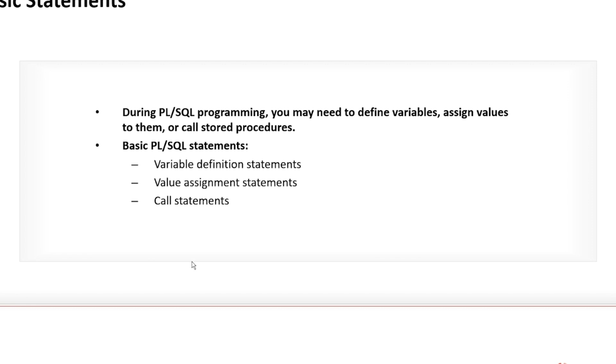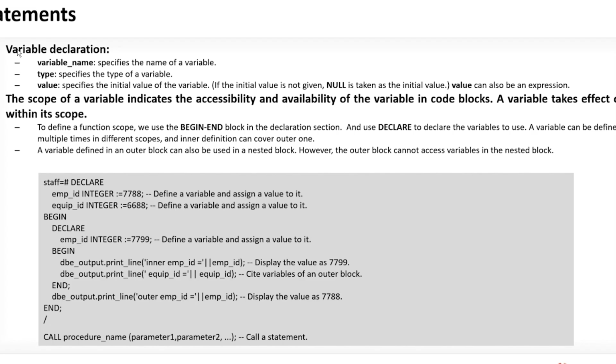And now, after the introduction of functions and stored procedures, we now introduce the concept of PLC code. We use PLC code to write the inner logic of stored procedures and functions. And first of all, we introduce the basic PLC code statements. There are some variable definition statements, value assignment statements, and call statements. So here, for the variable definition, we use the declare statement. Here is an example of the declare statement, and we simply declare the variable name, variable type, and its initial value.